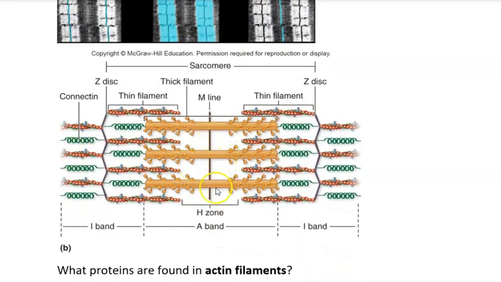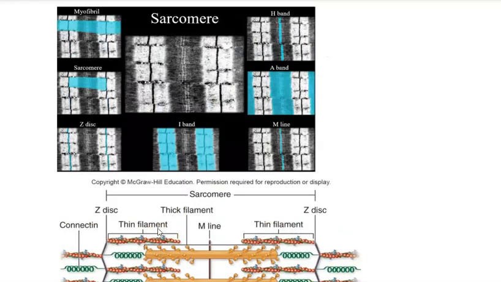And correlate it to the actual proteins that are in the sarcomere. Okay, so the Z disc is going to be where the actin filaments, the thin filaments, bind. The M line is going to be where the thick filaments connect. The H zone is going to be where there's only thick filaments. The I band is where there's only thin filaments, and the A band is where there's going to be overlapping of thick and thin filaments, okay?